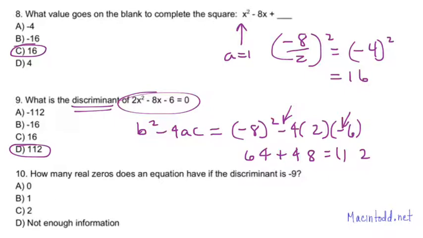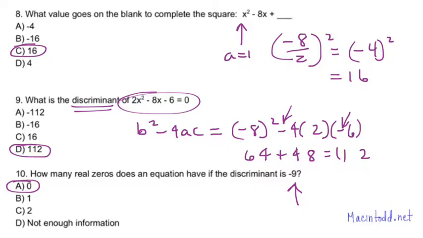Question 10. How many real zeros does the equation have if its discriminant is negative 9? If discriminant is negative, that means you're getting imaginary solutions. So this thing doesn't have any real zeros. That was problem number 10.